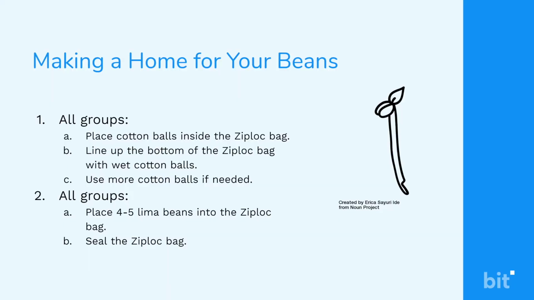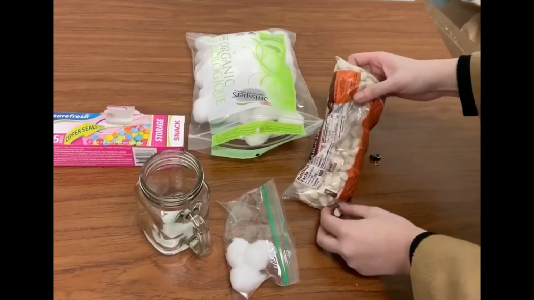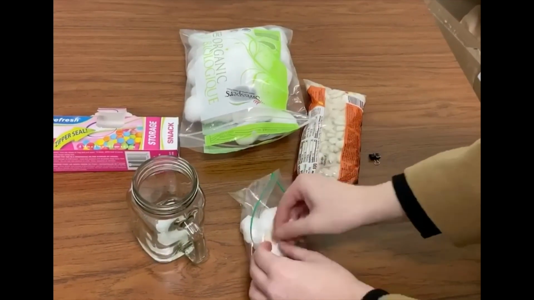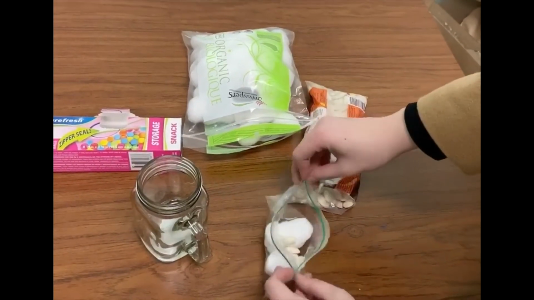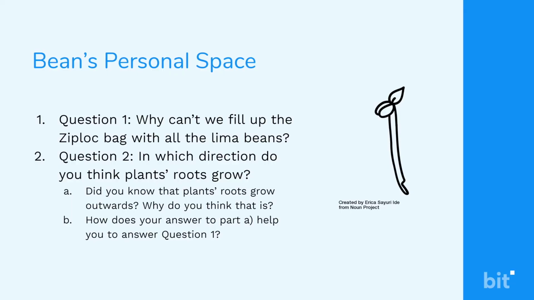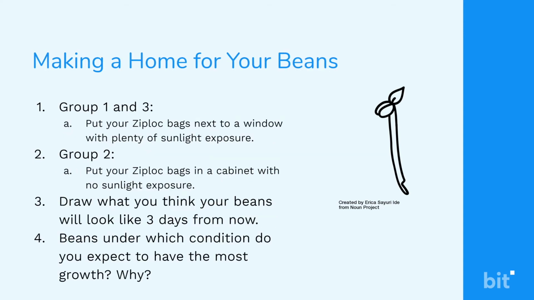After this step, you can instruct students to place 5 lima beans inside the Ziploc bag and on the cotton balls. Then seal the bag. After each student finishes setting up their bag, the volunteer instructor can ask the class why we can't fill up the Ziploc bag with all the lima beans, and in which direction students think the plant's roots will grow. This gets students to think about the less obvious condition plants need to survive, which is space for nutrients.